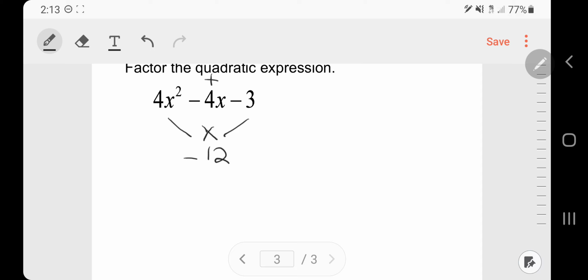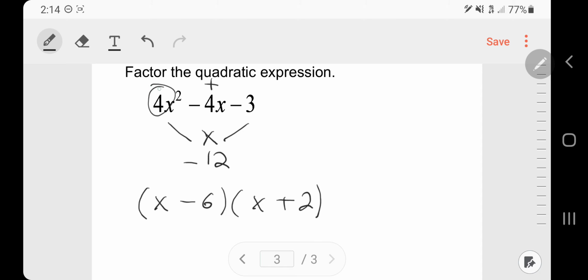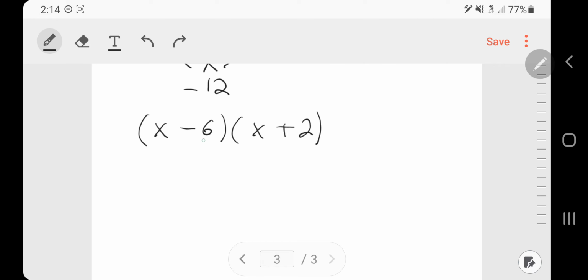Okay, let's see. We could use a 6 and a 2. So we'll make it x minus 6 and x plus 2. Okay, negative 6 times 2 gives me negative 12. Negative 6 plus 2 gives me negative 4. Again, leading coefficient of 4, so I'm going to divide each of my terms by 4.